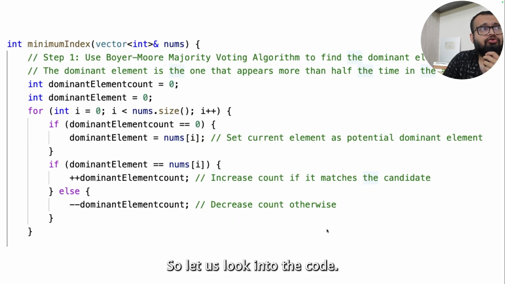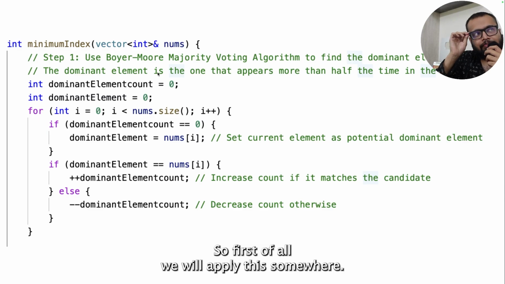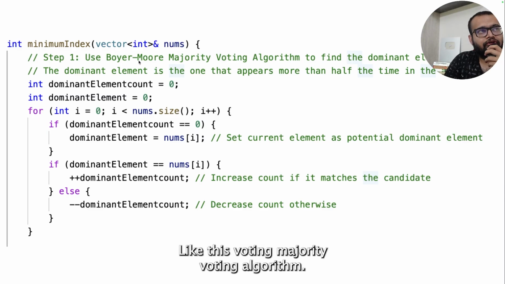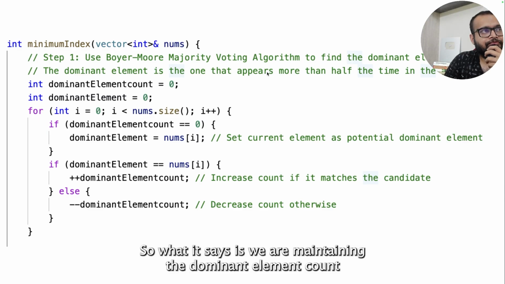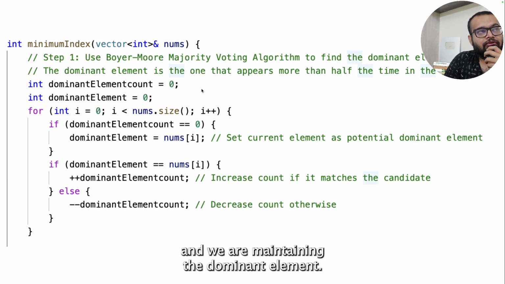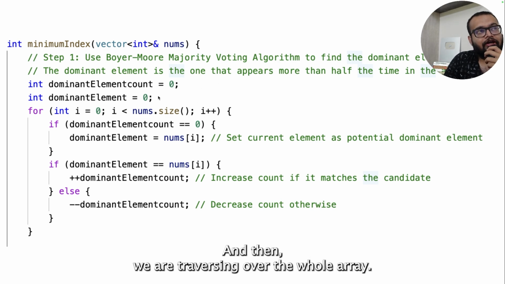So let's look into the code. First of all, we will apply this Boyer-Moore majority voting algorithm. What it says is we maintain the dominant element count and the dominant element, and then we traverse over the whole array.